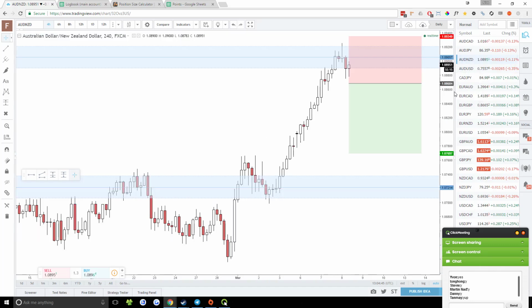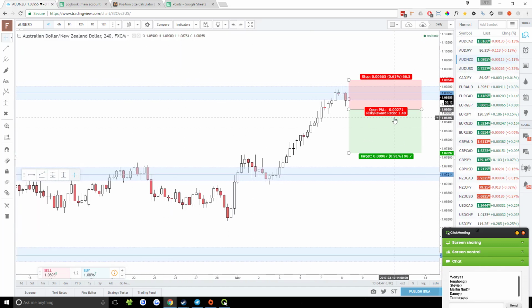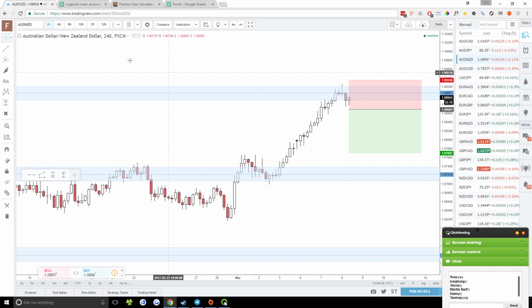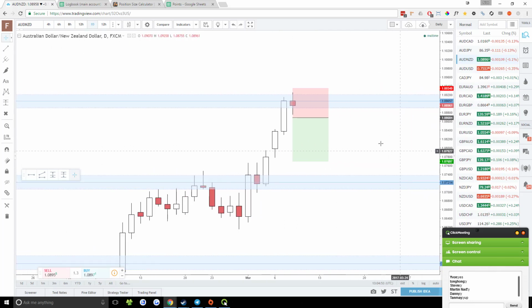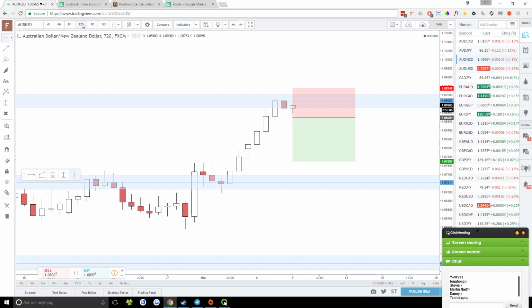AUD New Zealand. Now this, I have a potential setup here. A few of you guys have entered this one on the 8-hour, but I don't necessarily agree that it's a good setup on the 8-hour. I'm sorry to say. I mean, I was watching to potentially get in on the 8-hour, and I missed the entry, but realistically, I probably wouldn't have entered anyway.